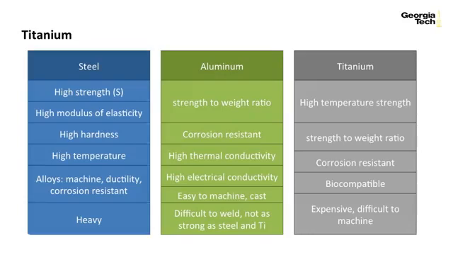So titanium, typically in aerospace applications, when we're using titanium, we're looking for high temperature strength. So titanium is really utilized in operating environments where you're going to see very high temperatures. It's also known for its strength-to-weight ratio. It's corrosion resistant, and it's very common in the biomedical industry because it's biocompatible. The downside to titanium is that it's quite expensive, and it can be very difficult to machine.